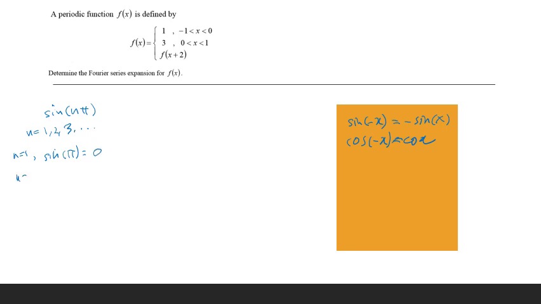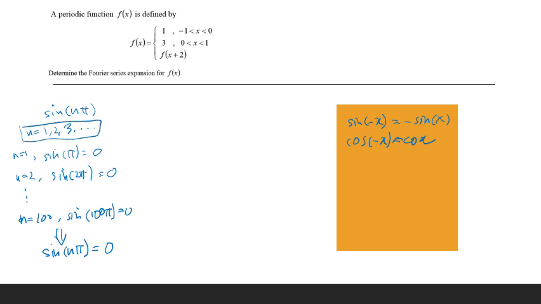How about n equal to 2? We have sine 2 pi, and the calculator gives 0 also. How about n equal to 100? Using the calculator, sine 100 pi also gives 0. So what can we conclude? We get sine n pi is equal to 0 for all values of n. But remember, the n here must be a positive integer.